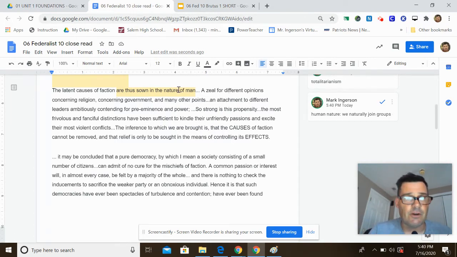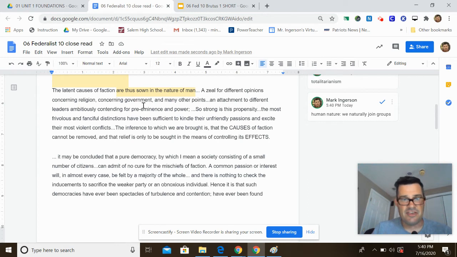"A zeal for different opinions concerning religion." Now he gets into what are the things we all join groups over. "A zeal for different opinions," we really want these opinions, we believe strongly in them, "concerning religion, concerning government, and many other points. An attachment to different leaders, ambitiously contending for preeminence and power." It's like, oh my goodness, I love this political leader, and everyone thinks the guy walks on water or something. That can put you in different factions, right? I mean, we see that today.